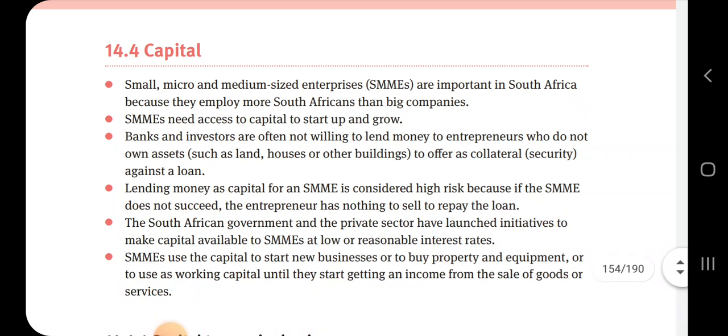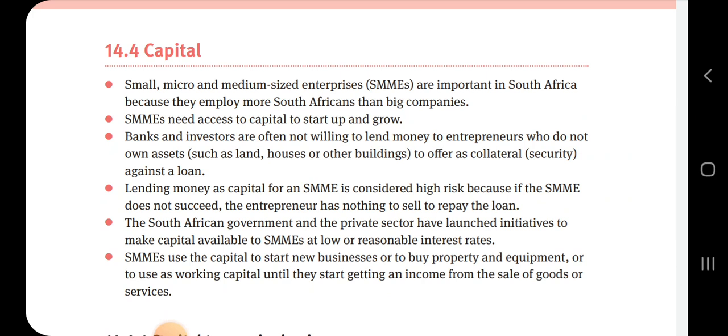So let's talk about capital. Small, micro and medium-sized enterprises, which are called SMMEs for short, are important to South African businesses. They employ more South Africans than big companies. So do you know that small businesses create more employment than big companies? If you didn't know, now you know. So how did the government make capital accessible to the previously disadvantaged people? They did that through SMME recognition.